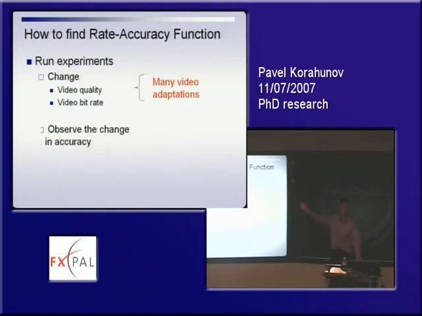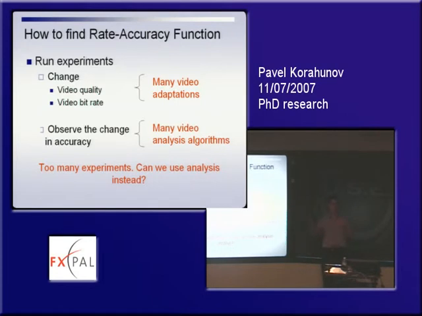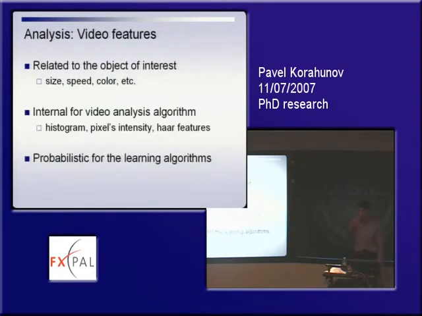We call these video adaptations, and there are many video analysis algorithms. So it brings us to too many experiments. Can we use some analysis instead? Maybe we can have an approach to estimate this trade-off of rate and accuracy. So we propose the notion of video features, which is a property of the video with respect to the analysis algorithm and the video adaptation.